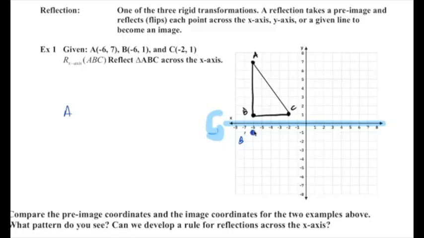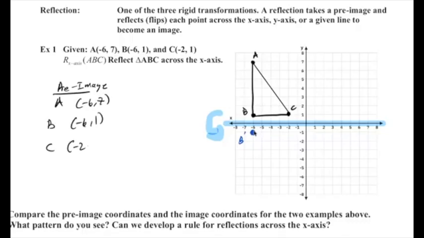Now let's keep a running tally here. Let me write our normal points. These are our pre-image. We have -6 and 7. We have -6 and 1. And we have -2 and 1. Now we're going to have our image after we change it: A prime, B prime, C prime. Our new B is at -6 and -1.